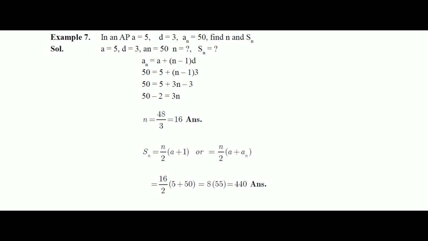This is the required sum of 16 terms whose first term is 5, common difference is 3, and last term is 50. In this way, we have to manipulate the things, find out the things that are not given to us, and apply the formulas and do the suitable calculations. Do the practice of these sums from your course book also.